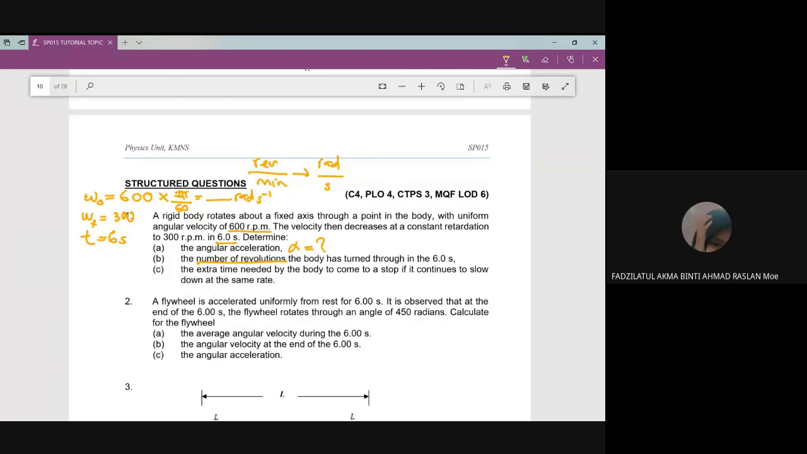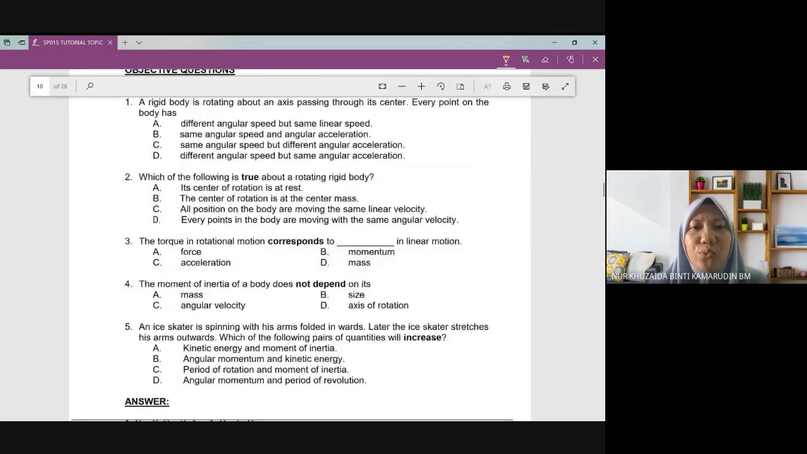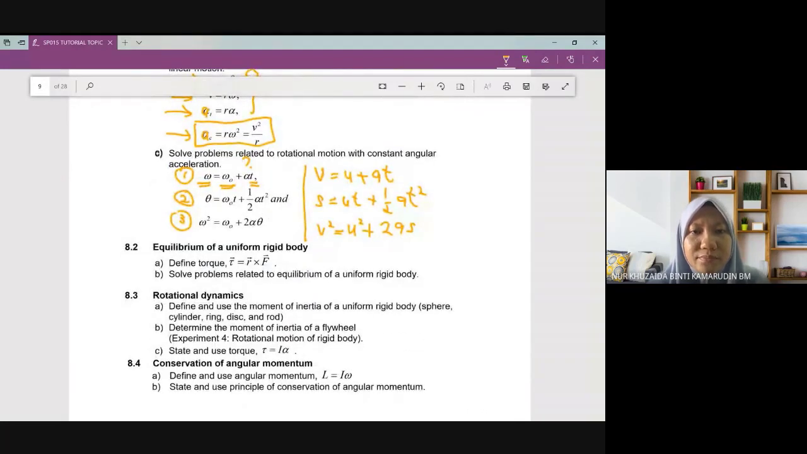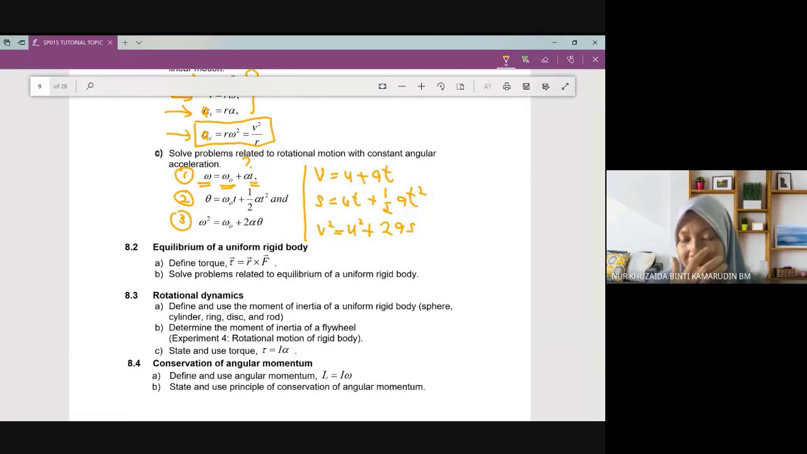Theta. Yes, very good. Soalan minta theta. What is the theta over here? Okay. So again, let's look through the equation. Which one is the most suitable equation? Second. Yes, number 2. Second equation.